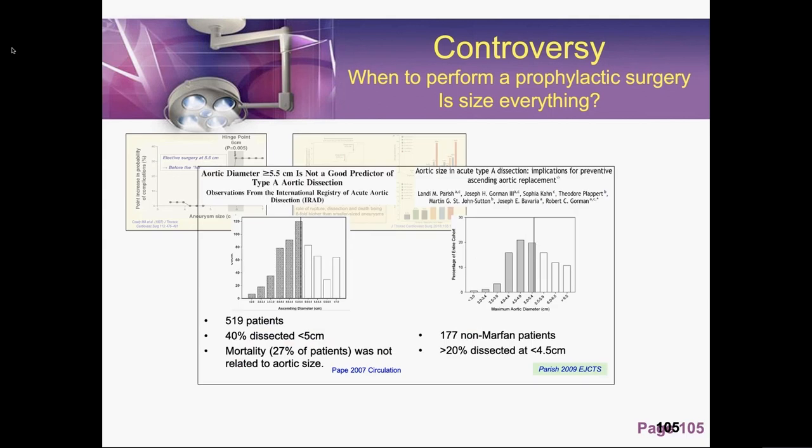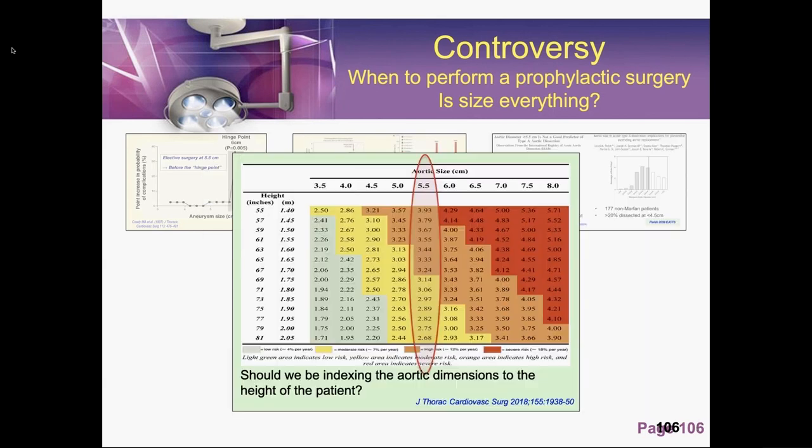We also know that 40% of the dissections occur when the size of the aorta is less than 5 centimeters, and probably over 20% when the size of the aorta is less than 4.5 centimeters. We also know that we do not wear the same size shoes or the same size gloves. To that extent, we do not have the same size native aortas. So we should not really wait for a 1.5 meter tall little lady to grow her aorta to a size of 5.5 centimeters, because that's enormous for her size.